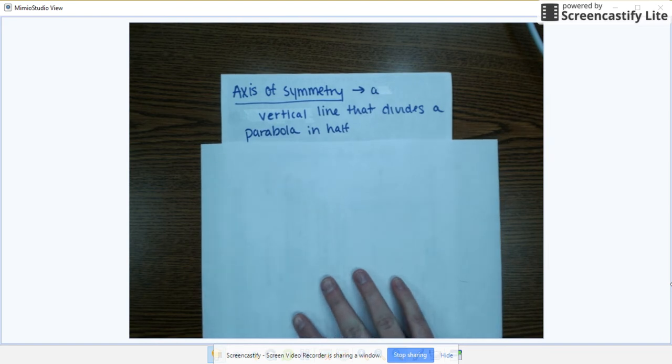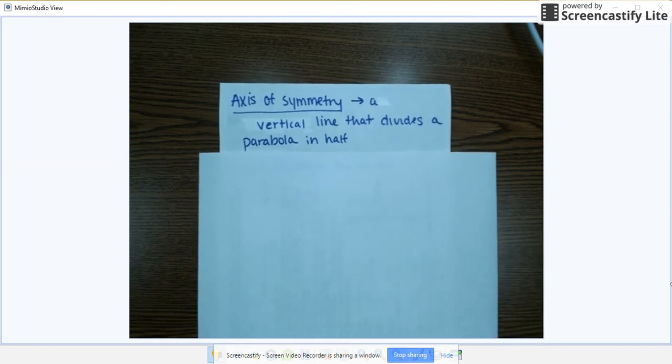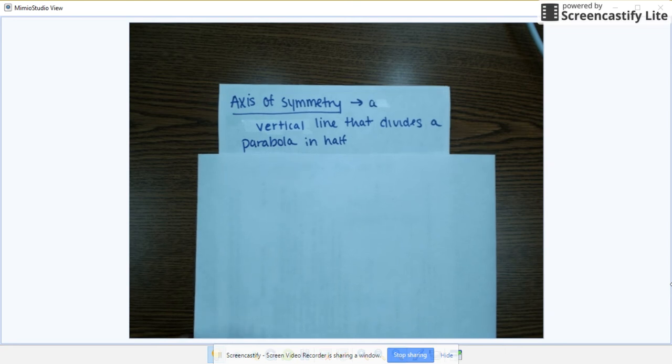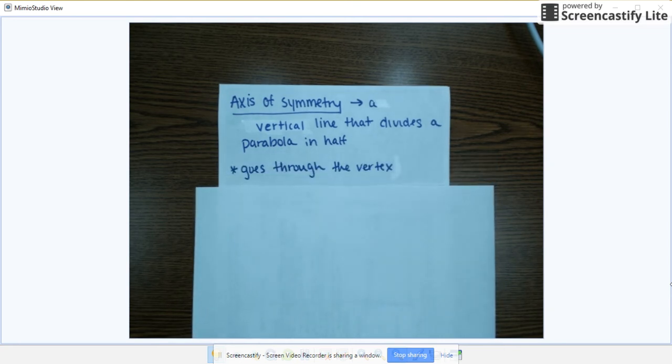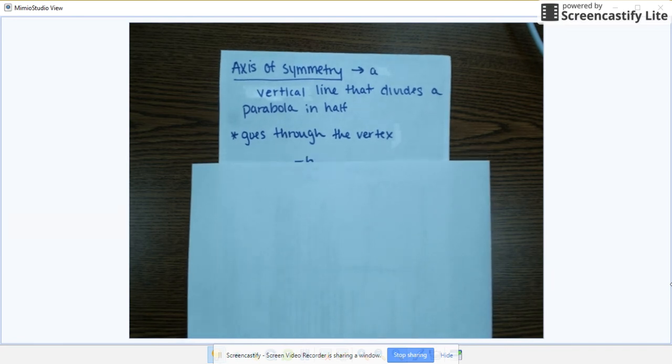Okay, another quality of a parabola, it always has an axis of symmetry. An axis of symmetry is an imaginary line that we could fold our parabola over, and it would fold in half. So we're looking for a vertical line that will divide our parabola in half. Well, since we talked about the vertex being the halfway point, our axis of symmetry will always go through that vertex. So that's something to keep in mind. The axis of symmetry will always go through the vertex.